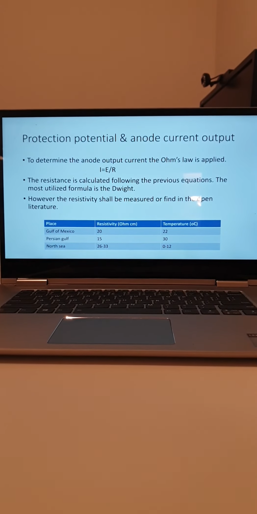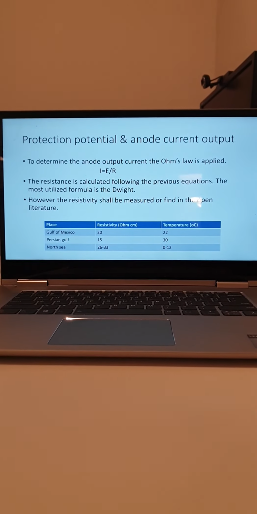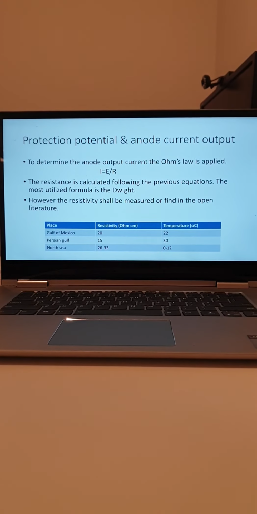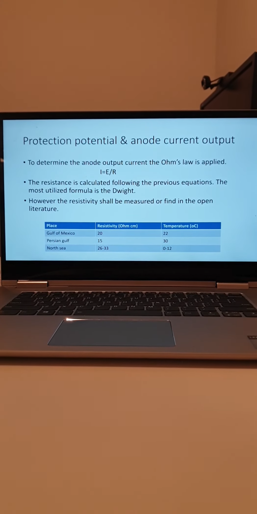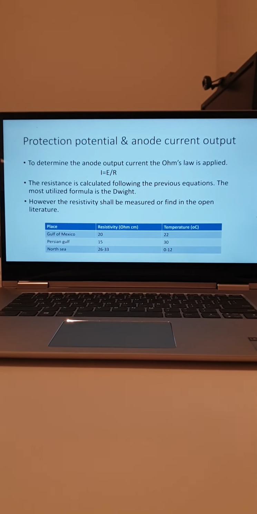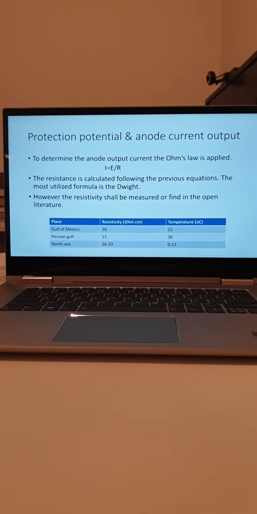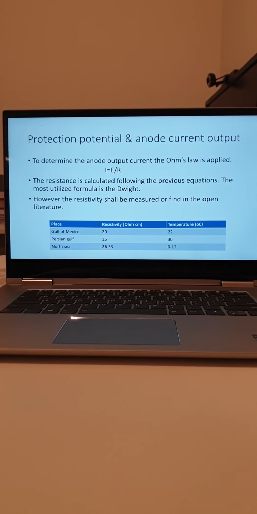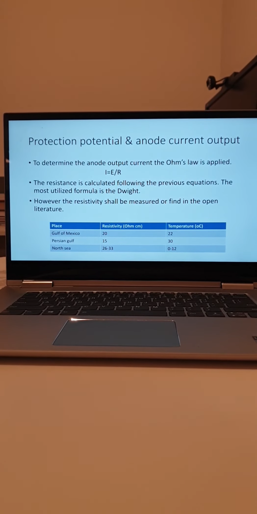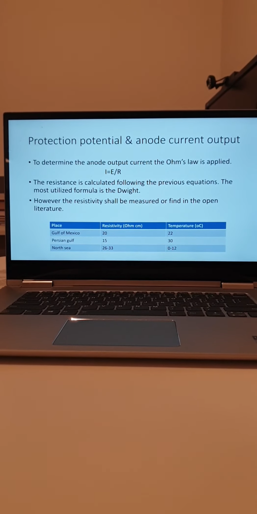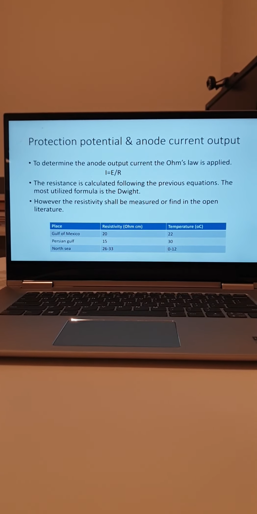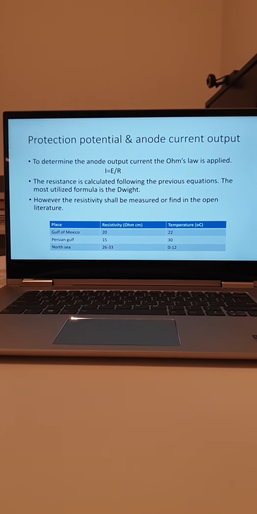Now, protection potential and anode current output. To determine the anode output, of course, we need to apply Ohm's law, which is the potential over resistance. So we now have the resistance that we need to calculate, right? Because we already reviewed the four equations, we can get the resistance. Now we need to know the output current. The resistance is calculated following the previous equation. The most utilized formula for sacrificial anodes is the Dwight modified equation.